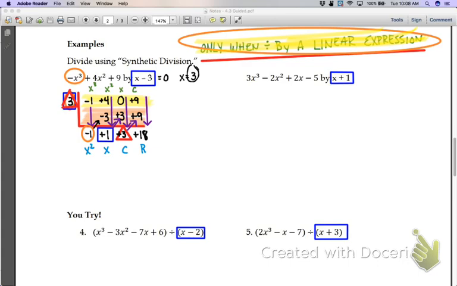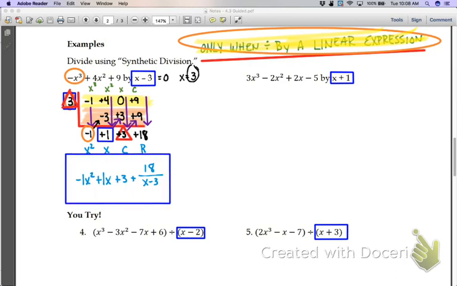All I'm going to do is rewrite this, and slide that number in front of every single x value, so negative x squared plus 1x plus 3 plus 18 over x minus 3. Now, where did I get the x minus 3 from? What we divided by, right?